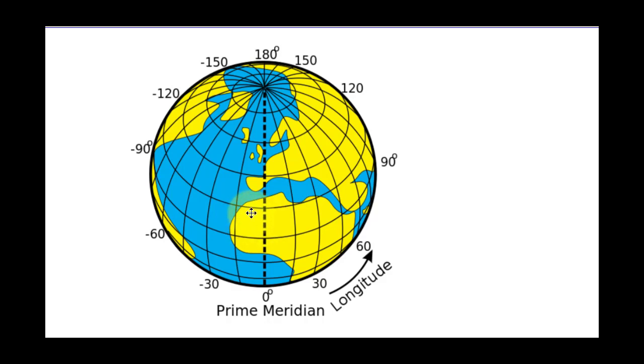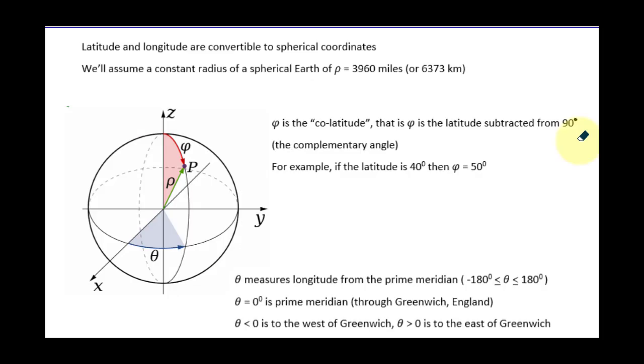And each of these is actually 15 degrees. So there's negative 30 and negative 45 and negative 60. And these now are negative angles that measure the direction to the west from 0 to minus 180 all the way around the world. So the longitude measures the east and the west, and the latitude measures the north and the south. So now we can see that latitude and longitude are convertible into spherical coordinates.